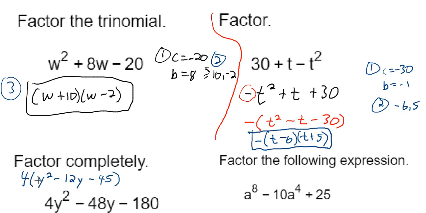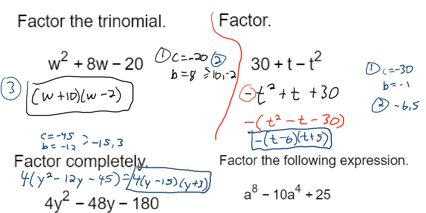Now that there's a 1 in front of the y squared, we have c equals negative 45, b equals negative 12. Two numbers that multiply to negative 45 and add to negative 12 would be negative 15 and positive 3. Right. So that multiplies to negative 45, that adds to negative 12. So this will factor as y minus 15, y plus 3. So that would be the answer you should get here.